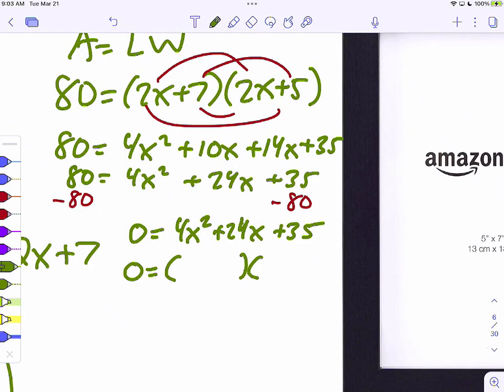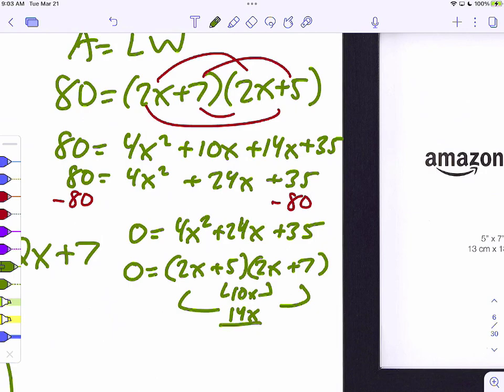So there's a guess and check one. Again, I don't know what the answers are. I'm going to start with 2 and 2. It might be 4 and 1. For 35, I'm going to start with 7 and 5. If that doesn't work, I'll try 1 and 35. I think these are the right answers, though. I get 10x and 14x, and I get 24x, which is what I want. I'm not done with the problem.